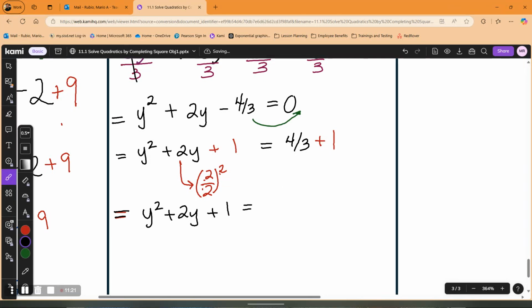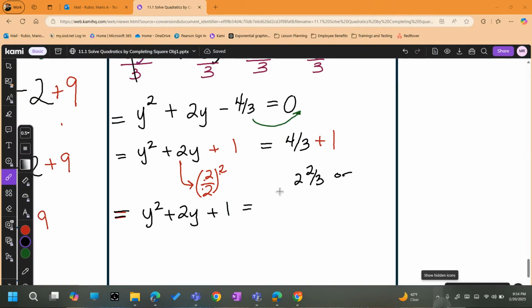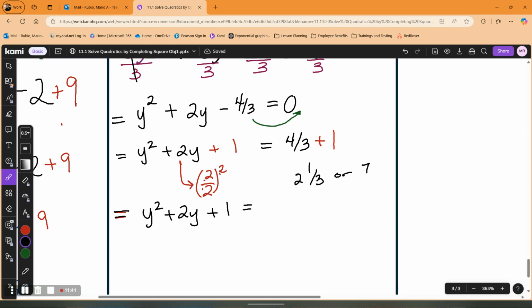4/3 plus 1 is going to be, let me see, 1 and 4/3. That's 1 and a third. That's like saying 2 and 2/3. Or we could say, oh no, wait, 2 and a third. 4/3 is like 3/3, which is 1, and there's 1/3 left. Yeah, so it's 2 and 1/3 or 7/3. Okay, so I'm going to write 7/3.